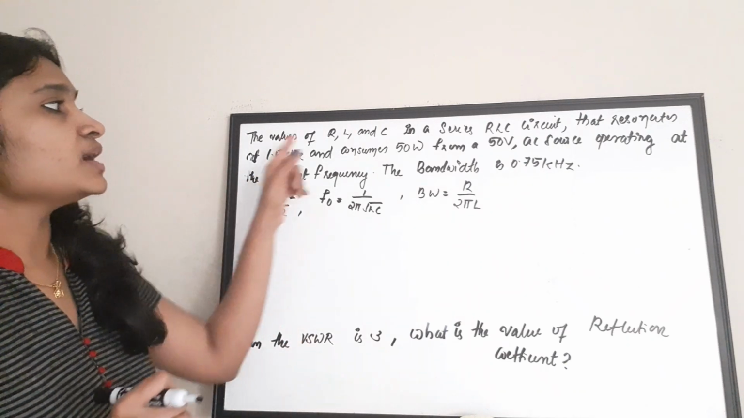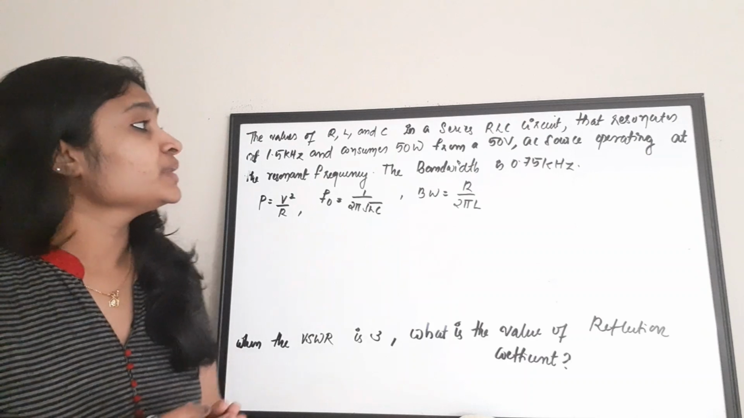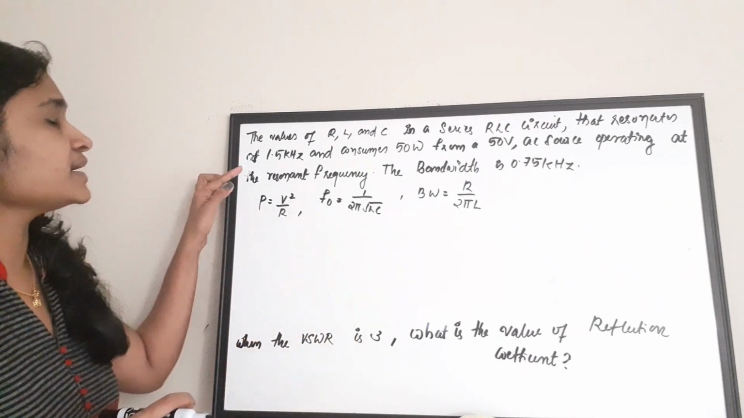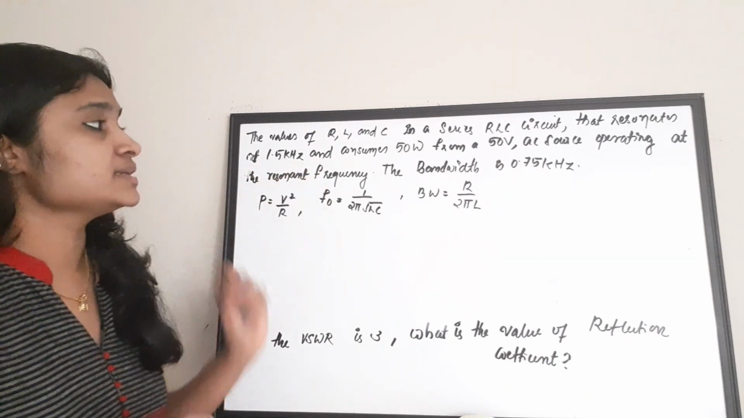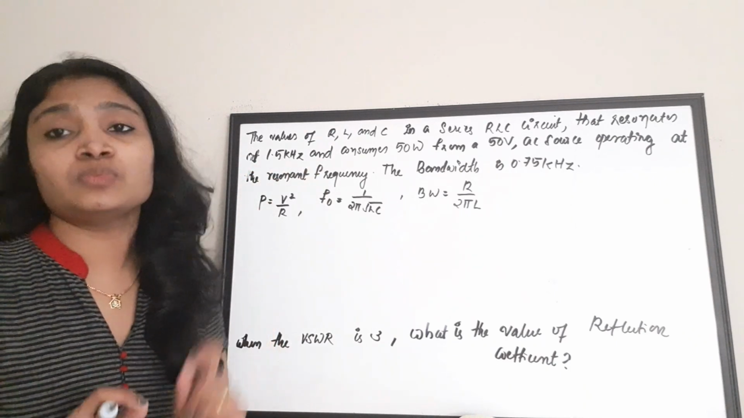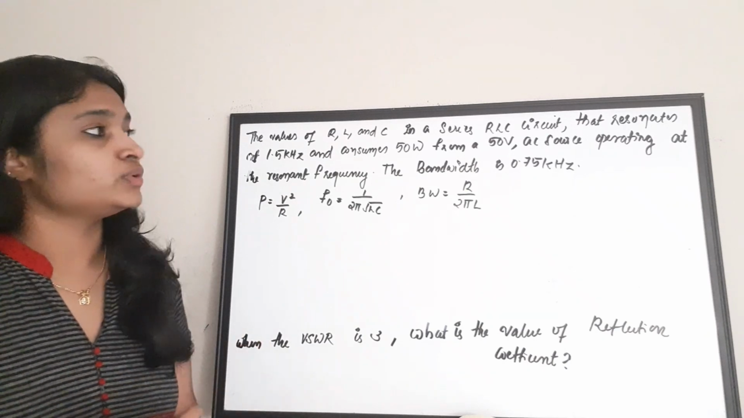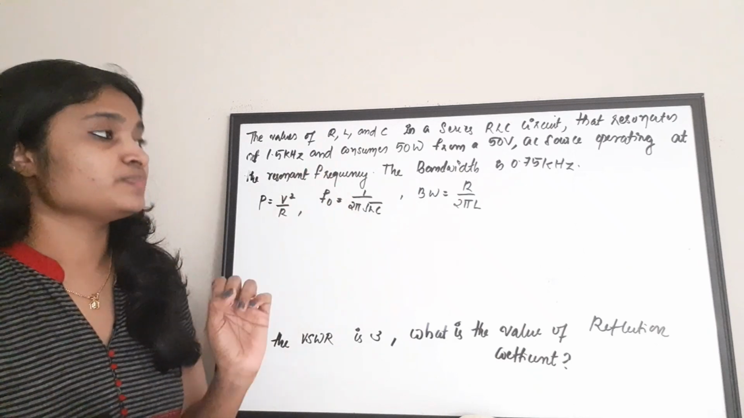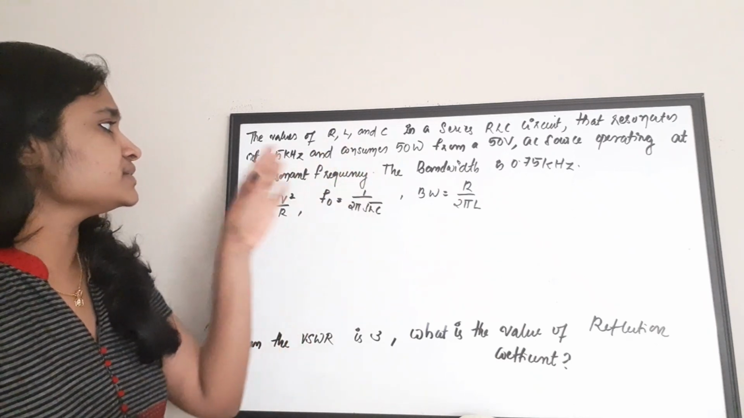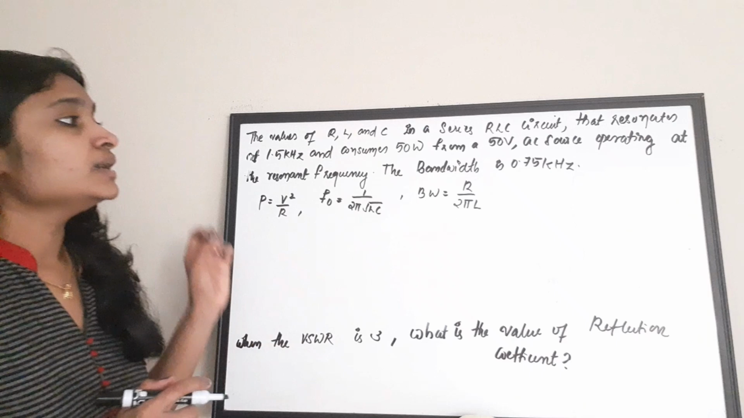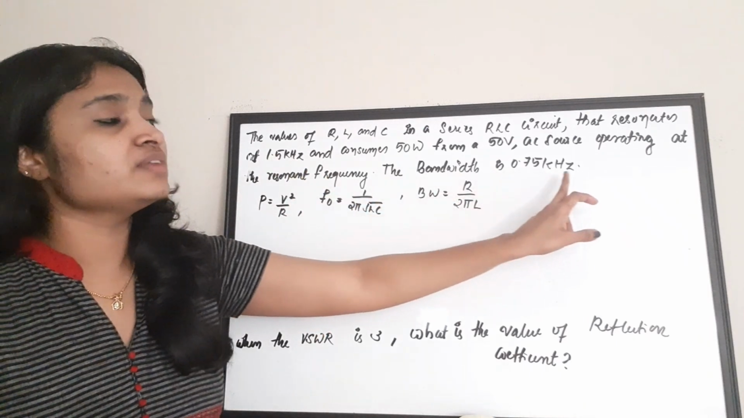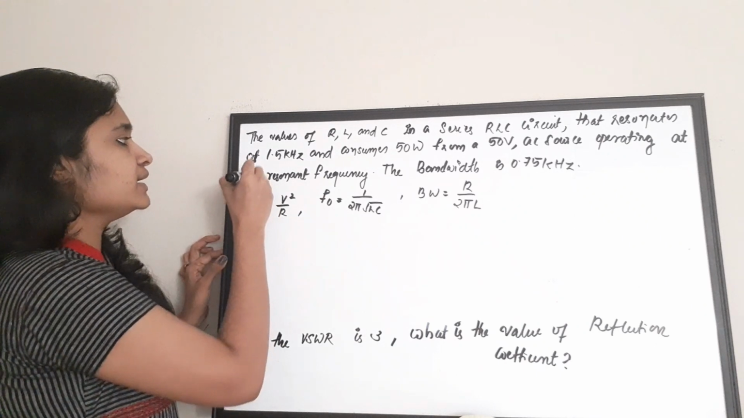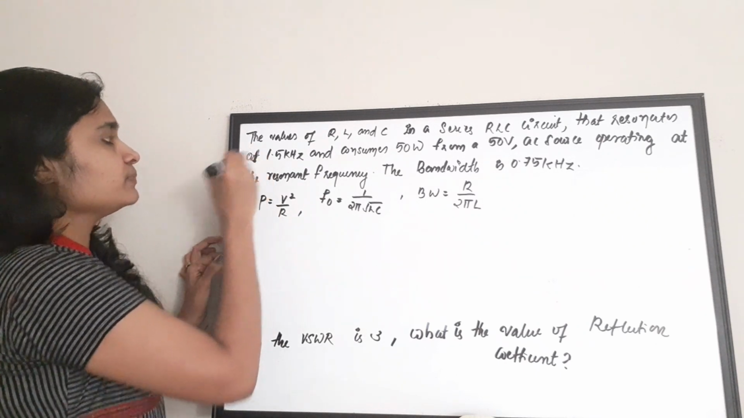The values of R, L and C in a series RLC circuit that resonates at 1.5 kilohertz and consumes 50 watts of power from a 50 volt AC source operating at the resonant frequency. The bandwidth is 0.75 kilohertz. So you need to find the values of R, L and C. Okay, so that is the question.